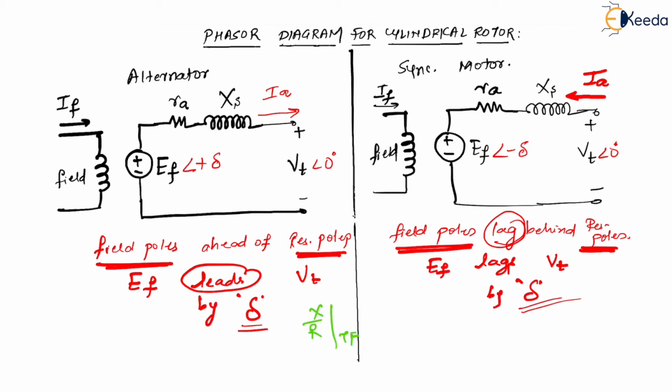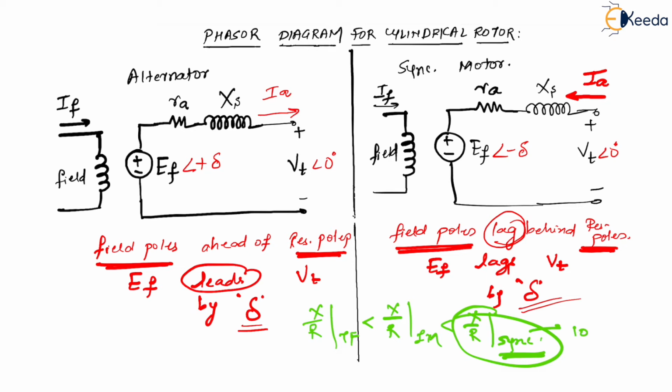We know that for transformer it is the least. After that, we have got X by R ratio of induction machine. And after that, we have got X by R ratio of the synchronous machine. And we had seen that X by R ratio of our synchronous machine is always highest. In our existing world, it is somewhere about 10. Definitely it is always about 10 X by R ratio, correct?